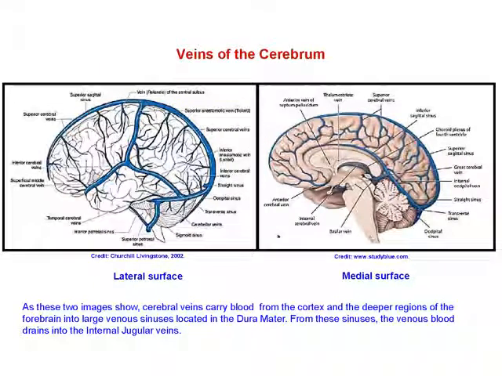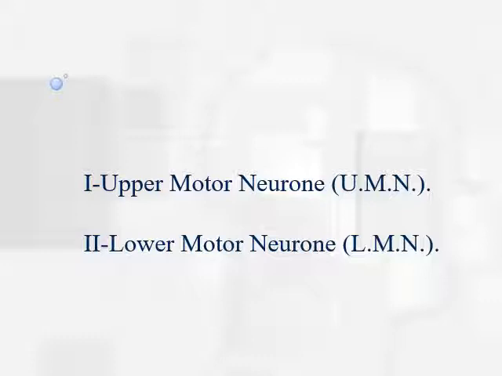The venous blood of the cerebral cortex and the deeper regions are collected into large venous sinuses located in the dura, and these venous sinuses carry the blood and drain it into the internal jugular veins. By now we have revised the anatomy, the organization of the nervous tissue, and blood supply, and now we'll talk about the upper motor neuron and the lower motor neuron. What is the meaning of each term of them?